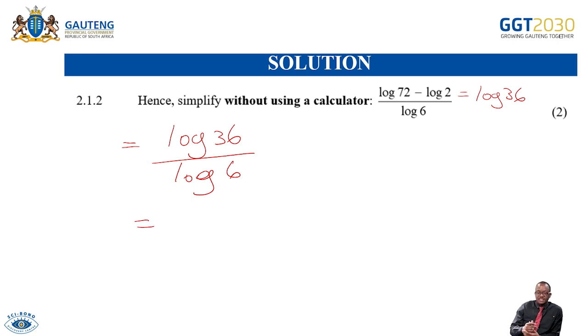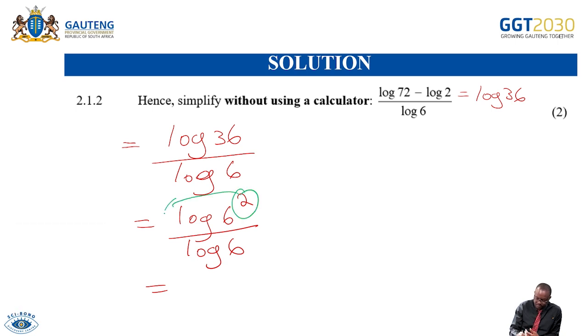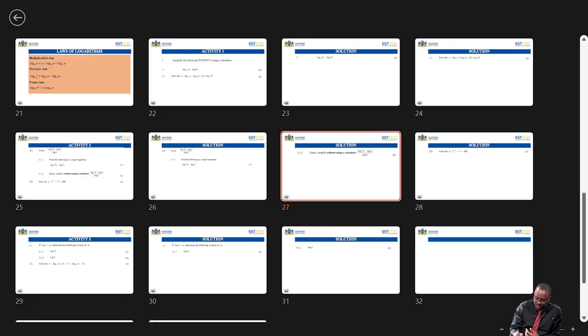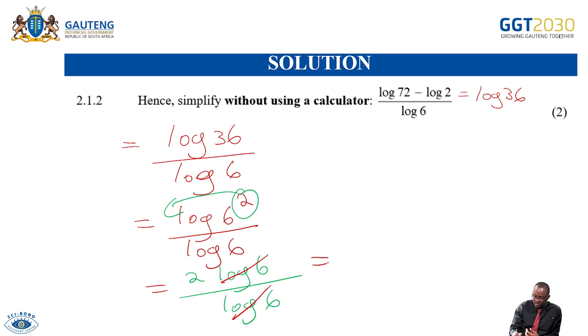So we know that 36, we can write it as log of 6 to the 2 all over log of 6. We apply the power rule, power law. Then we're going to have 2 log of 6 all over log of 6. Then basically, you know that this one and this one will cancel out. The answer is going to be 2. Without use of a calculator, that's how you simplify that. It's as simple as A, B, and C.